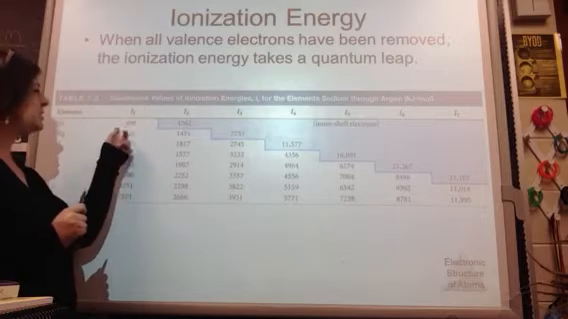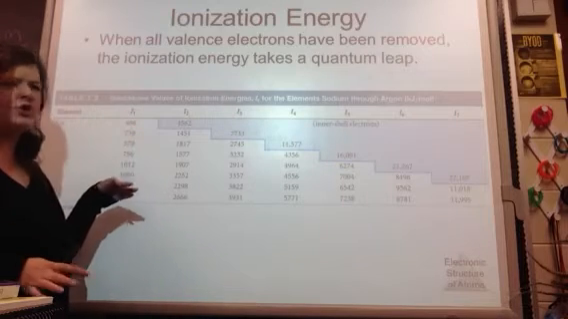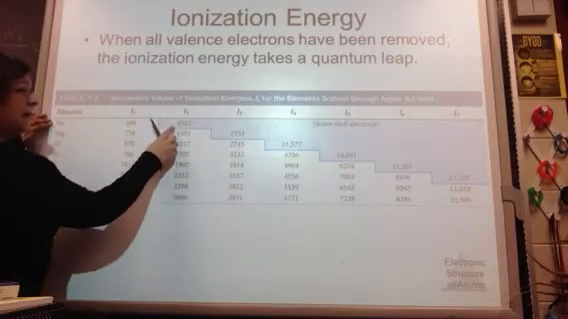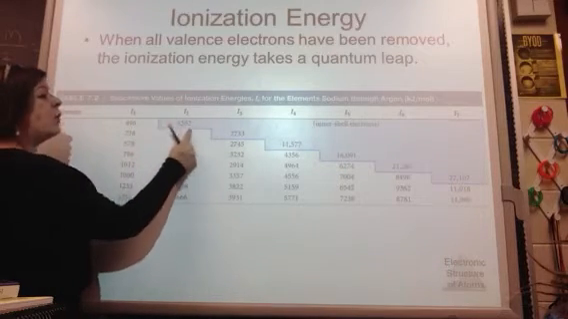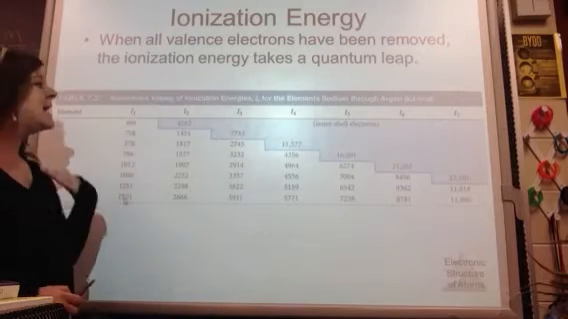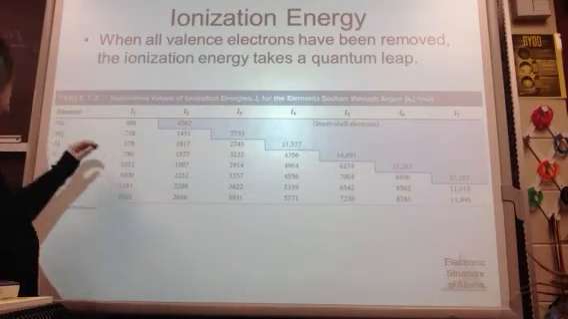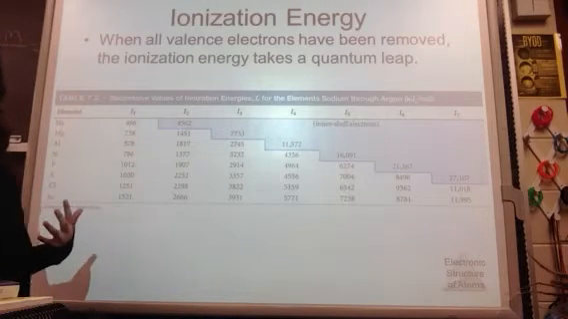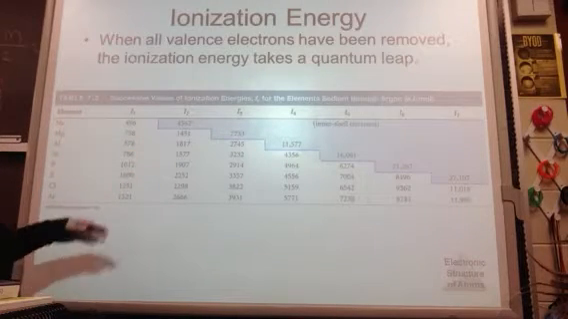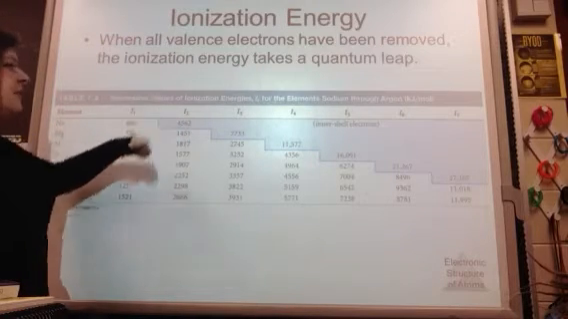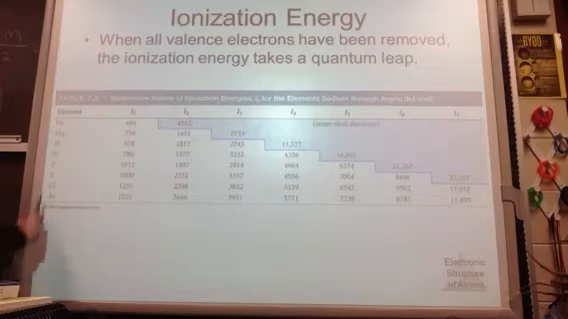So that first valence electron was really easy to remove, 496 kilojoules. That second electron to remove, 4,562 kilojoules. It's going to take a bunch of energy because once sodium loses that one electron, it's stable. It has that full outer shell, and now I'm messing with that full outer shell. So it's going to take a ton of energy to remove one of those electrons.